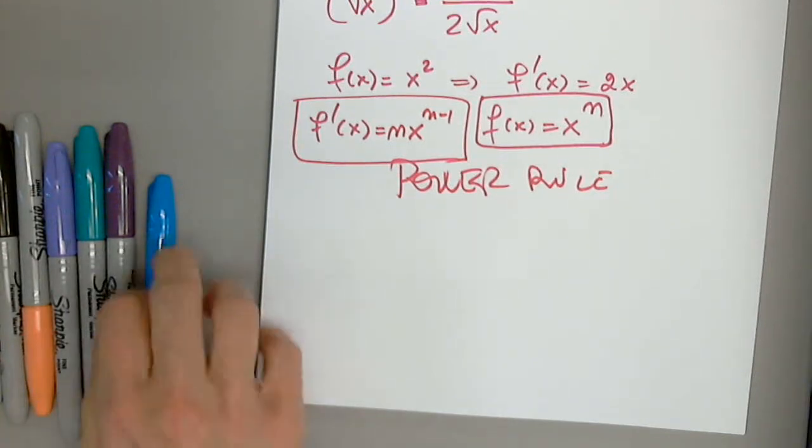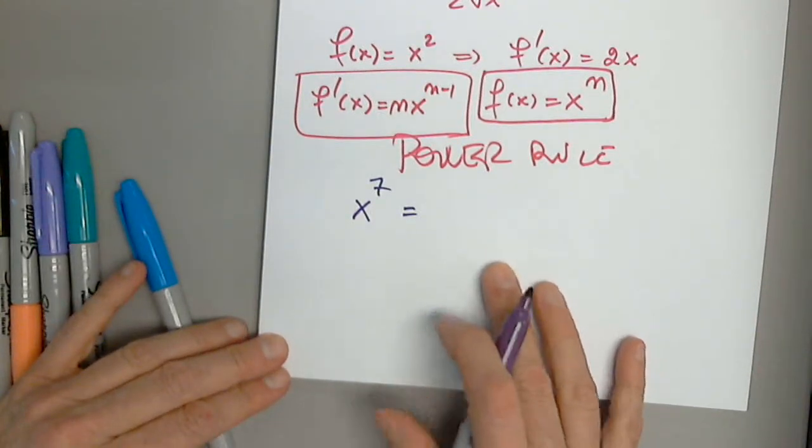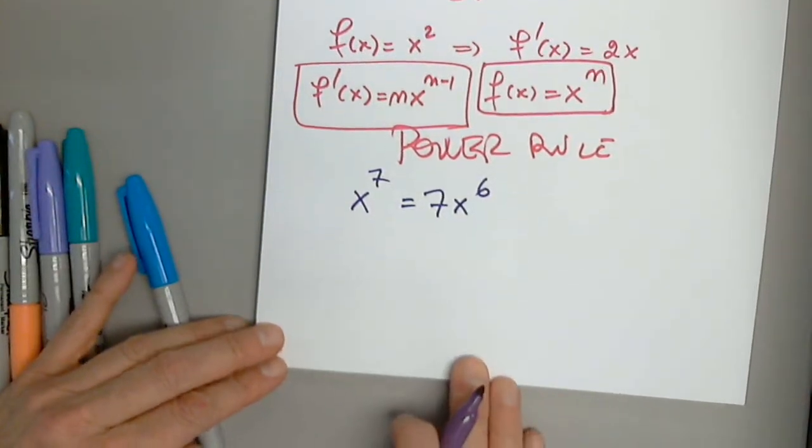So then here's another example for you. Can anyone help with x to the 7th? 7x to the 6th. Very good.